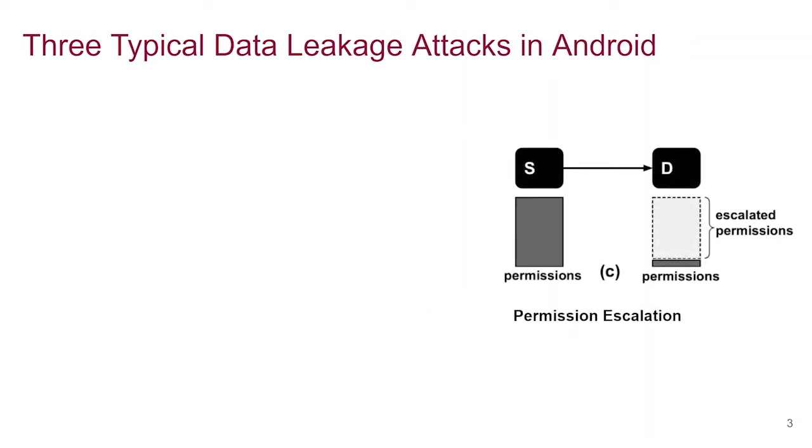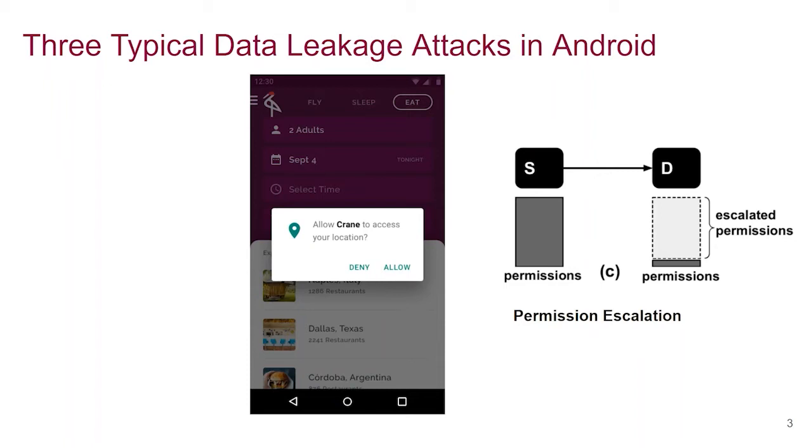Third, permission escalation. Actually, Android provides a permission scheme to protect some sensitive information from being obtained without authorization. For example, if you use an Android phone, you must have seen a notification that asks you to allow an app to access your location. If you click allow, then this app can obtain your GPS information, otherwise it cannot.